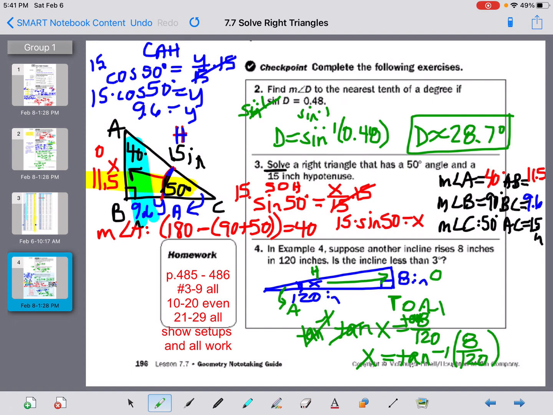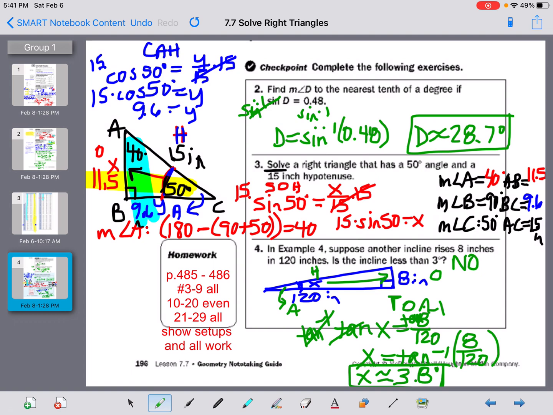All right, calculator time. Inverse tangent. If you're going to turn 8 divided by 120 into a decimal, make sure you leave it in 4 decimal places. So here X is going to be about 3.8 degrees. Okay. Is that incline less than 3 degrees? No. So that train might not make it up if I try to do that one that's 120 inches long and 8 inches high.